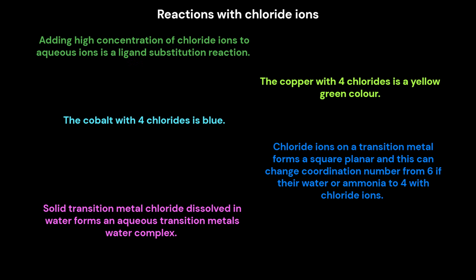Reactions with chloride ions. Adding a high concentration of chloride ions to aqueous ions is a ligand substitution reaction. The copper with 4 chlorides is a yellow-green color. The cobalt with 4 chlorides is blue. Chloride ions on a transition metal form a tetrahedral shape, and this can change the coordination number from 6 if they're water or ammonia to 4 with chloride ions. A solid transition metal chloride dissolved in water forms an aqueous transition metal water complex.